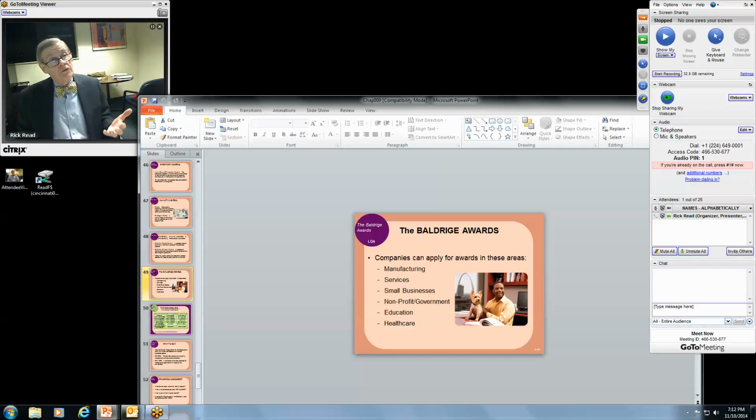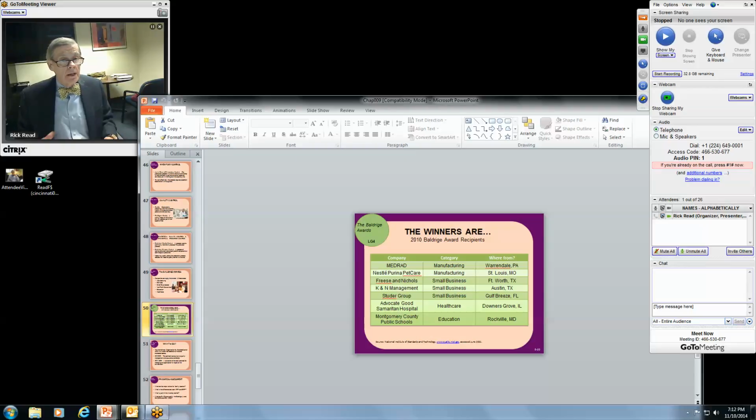And this is called the Baldrige National Quality Award. And it is not just for manufacturing, it's for service as well. And then here's some of the various winners of the Baldrige Awards. Notice Montgomery County Public Schools in Rockville, Maryland, a suburb of the District of Columbia.